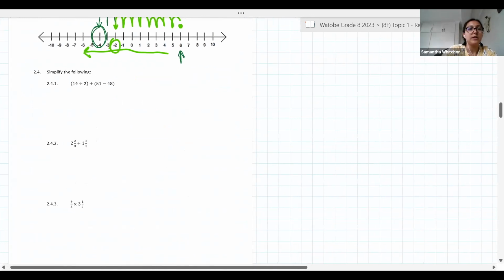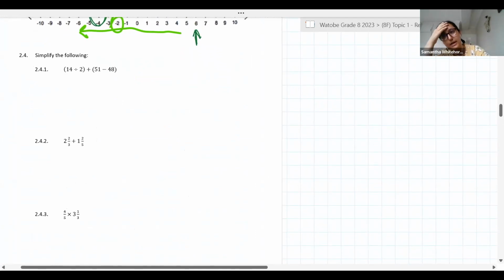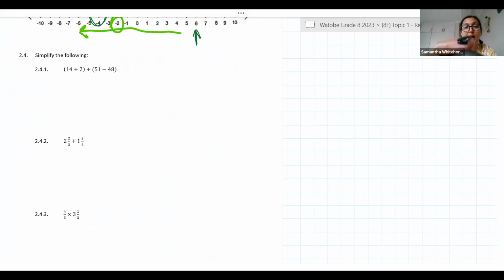Okay, so we are on question 2.4. Again, we're simplifying. I haven't given you a number line here, mostly because the operations are a little bit different. And quite frankly, I'm okay with calculator. But what is going to be important here is bodmas or order of work. I say order of work. Some people learn bodmas. I really have no preference of how you choose to remember it.